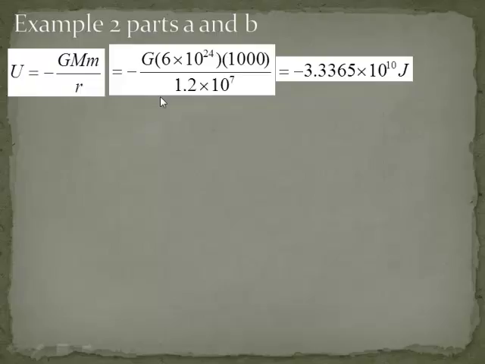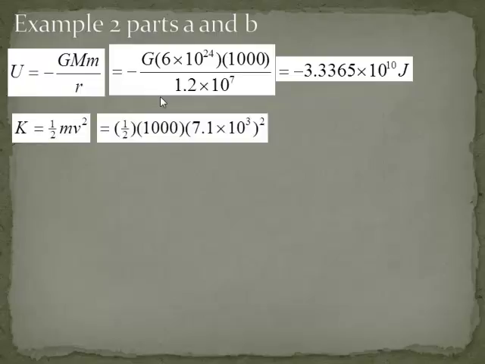Now the problem gives us the speed of the spacecraft, so that's nice and handy because it's an elliptical orbit. And remember, we can't use that one equation for elliptical orbits, only for circular orbits. So we have k equals 1/2 mv squared, m is 1,000, and the speed that we're given is 7.1 times 10 to the third. So we get 2.5205 times 10 to the 10 joules.